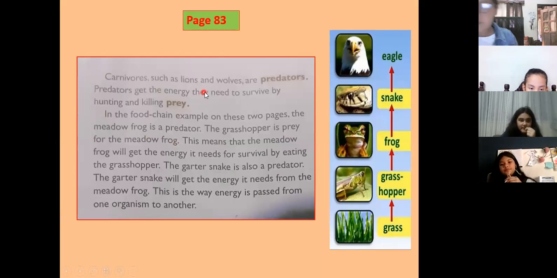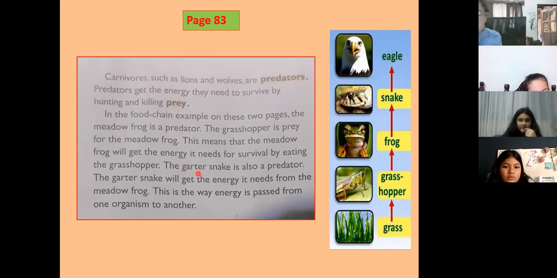Carnivores such as lions and wolves are predators. Predators get the energy they need to survive by hunting and killing prey. In the food chain example on these two pages, the meadow frog is a predator. The grasshopper is prey for the meadow frog. This means that the meadow frog will get the energy it needs for survival by eating the grasshopper.